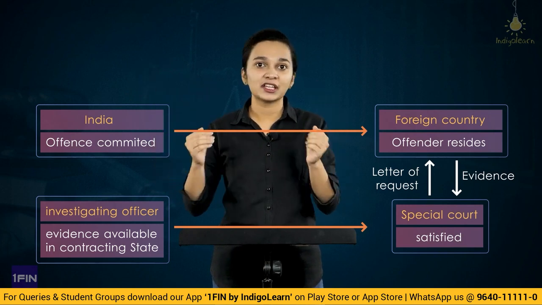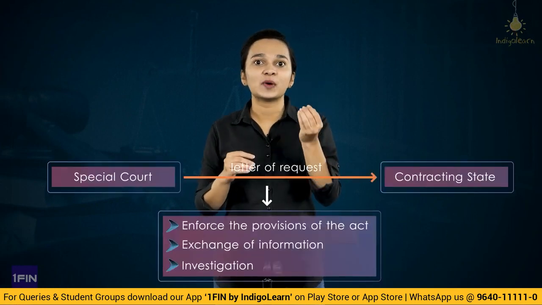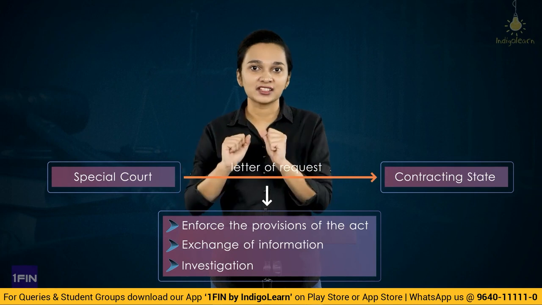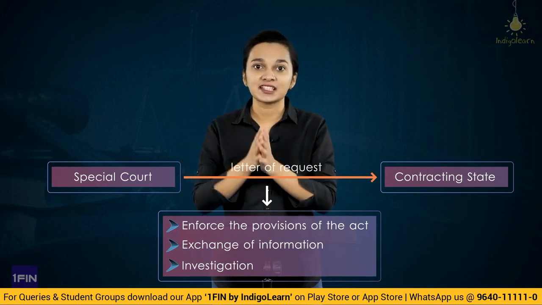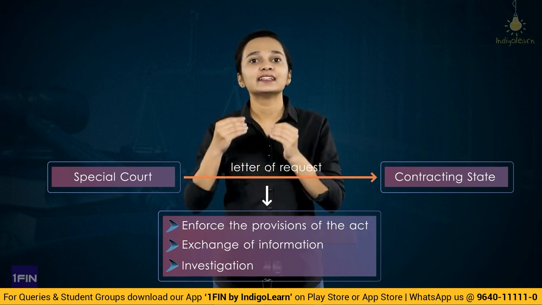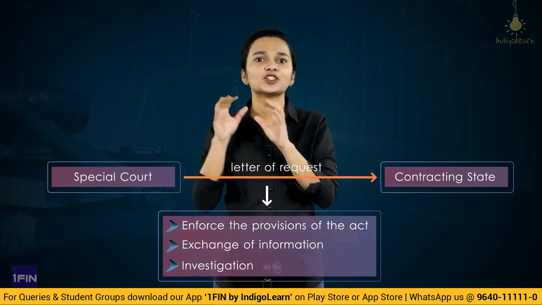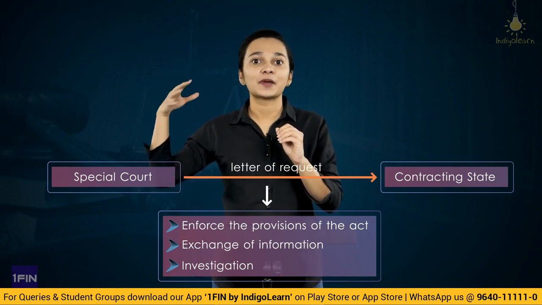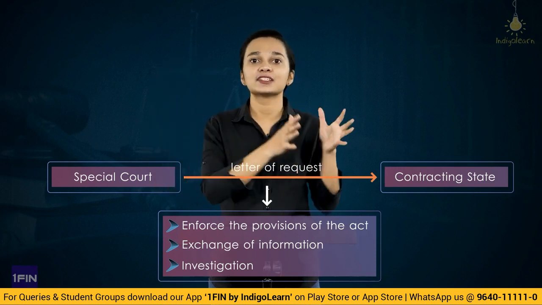Now this letter of request will state a few things: they will request the other contracting state to examine the facts and circumstances of the case, and also take reasonable steps as may be specified by the special courts, and finally forward all the information, all the evidence which they have received during the course of inspection or investigation, to this special court.